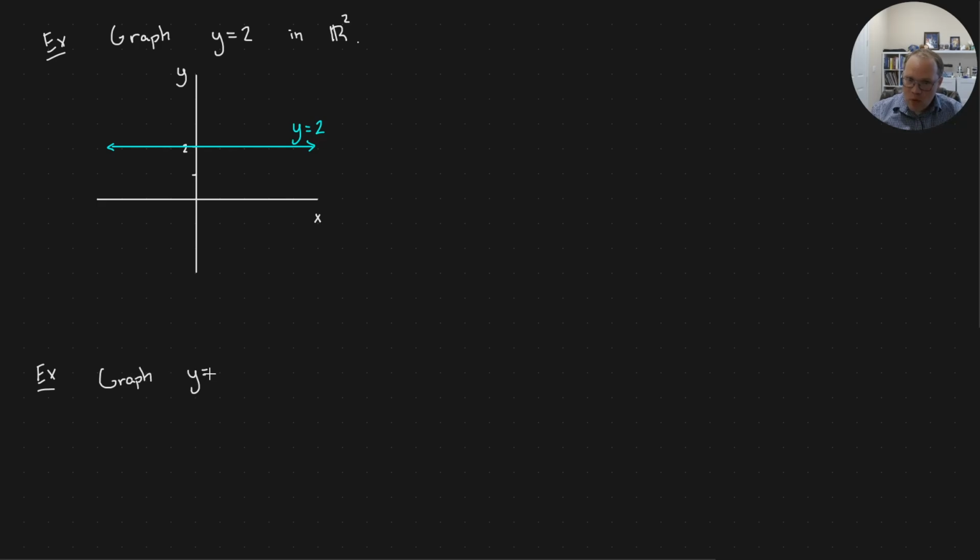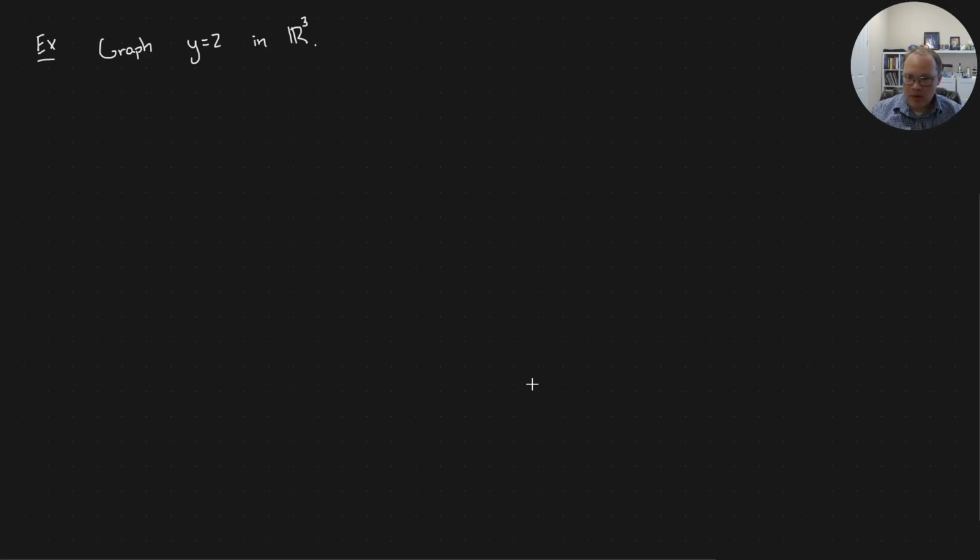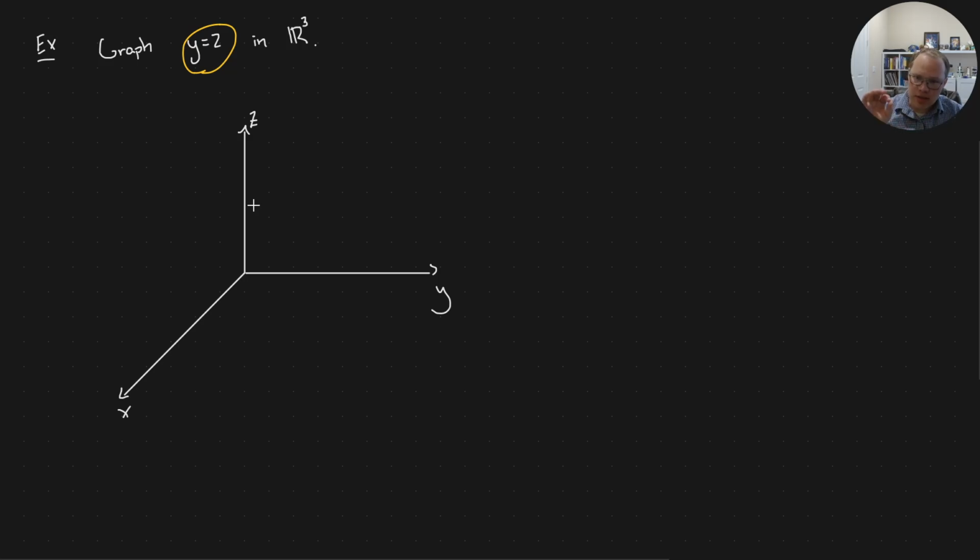Let's graph y equals 2 in 3 dimensions. The idea is very similar, but now we're going to do it in 3 dimensions. Okay? So let's get an x-axis, a y-axis, a z-axis. We know that y has to be 2. That's the restriction that the equation is telling us. But it has no information on x or z, which means x and z could be anything.